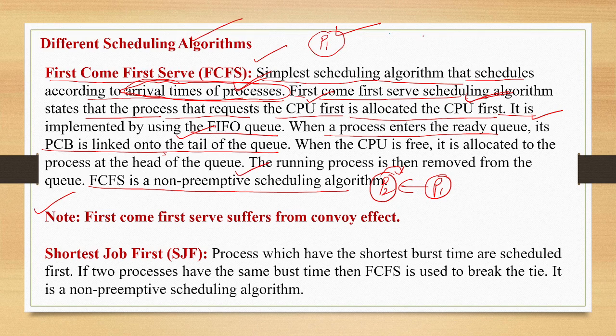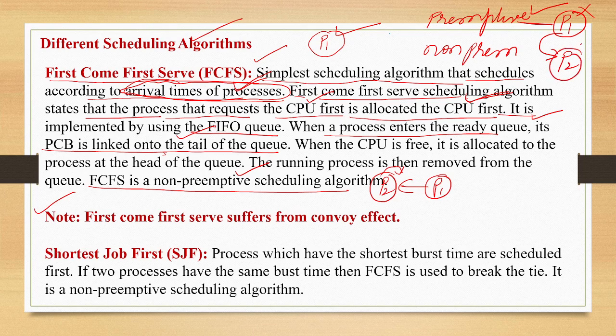We have already seen preemptive CPU scheduling and non-preemptive CPU scheduling. Preemptive means we can remove the CPU from the currently executing process and allocate the CPU to another waiting process. This is called preemptive. Preemption means removing the CPU. Even though this process is still executing, we remove the CPU from it and allocate the CPU to the next process. But in a non-preemptive scheduling algorithm, we cannot remove the CPU from the currently executing process.